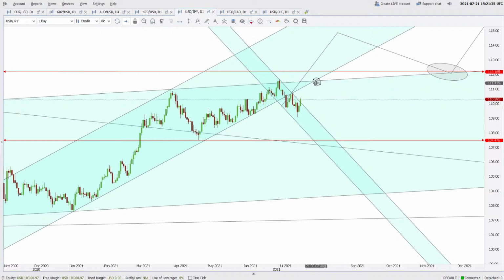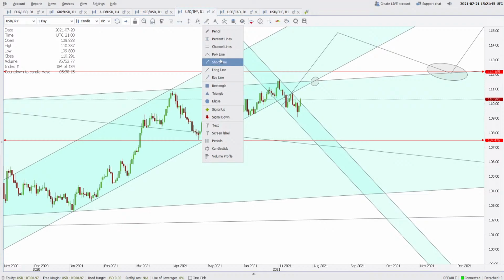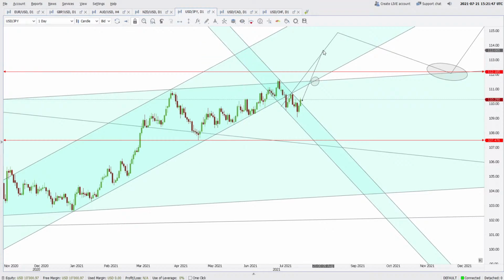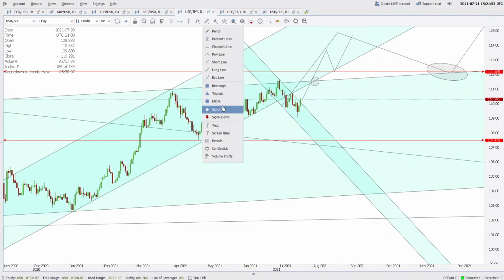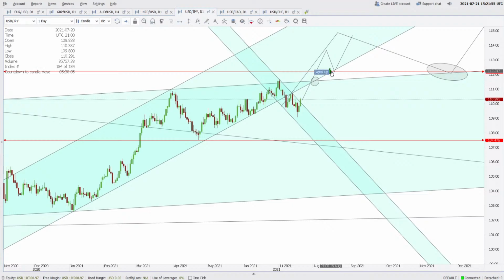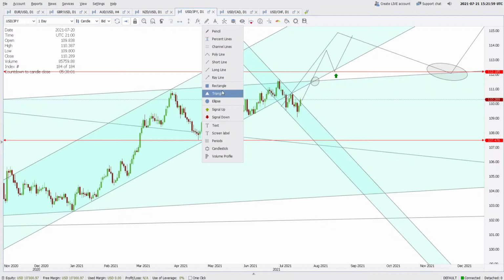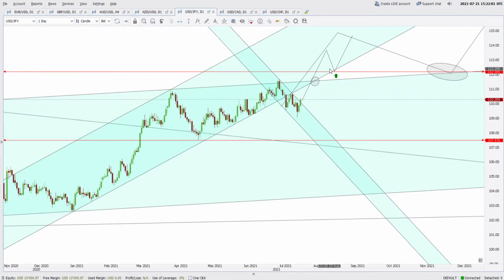So we don't want to enter a position on the long side when it is already very close to the resistance. My suggestion is to wait for the price to go above this 112 level. Then, once the resistance is broken, the price comes back, and most of the time it comes back to that level again to test it as a support.